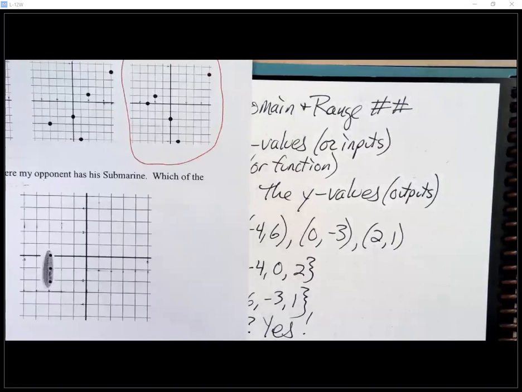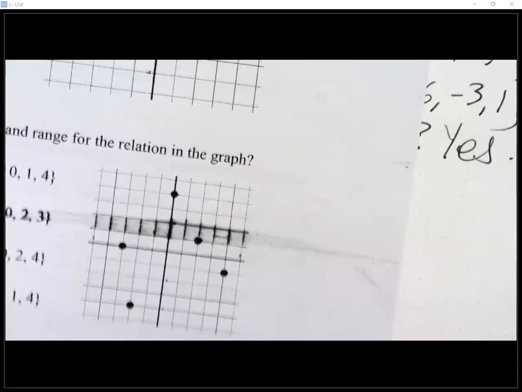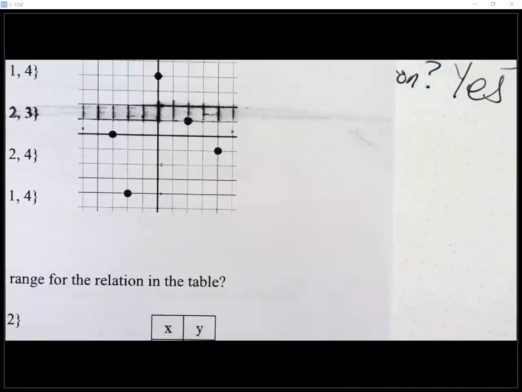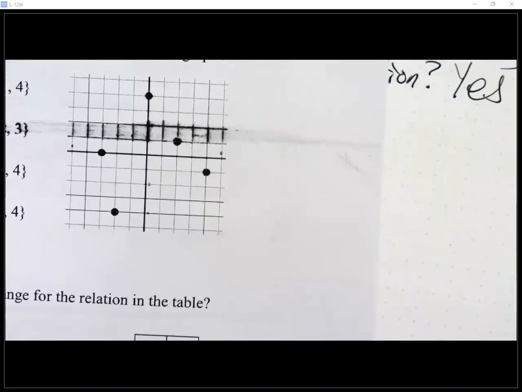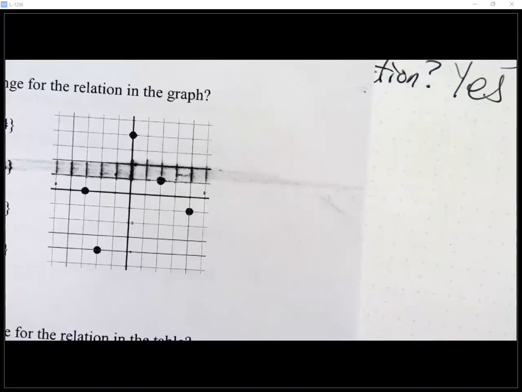I want this one. Sorry, the printing is not super great, but it's okay. So instead of giving you a list of ordered pairs, I might give you a graph. So let me just highlight where the dots are.